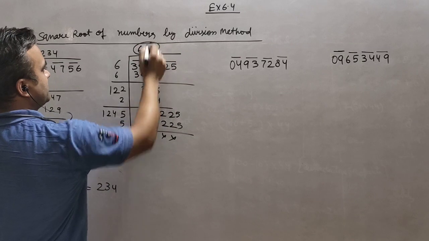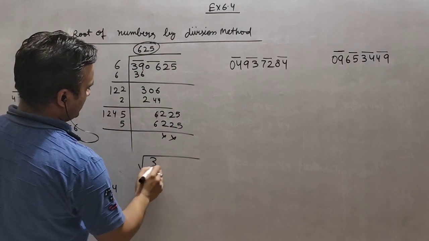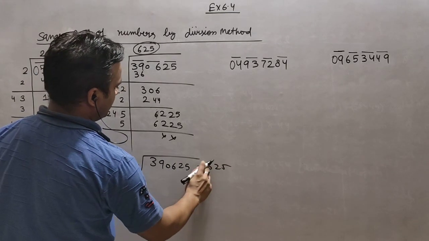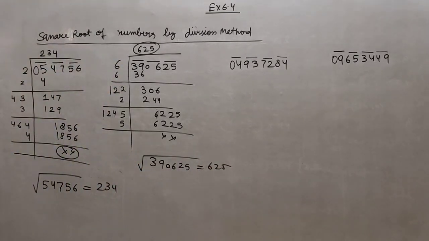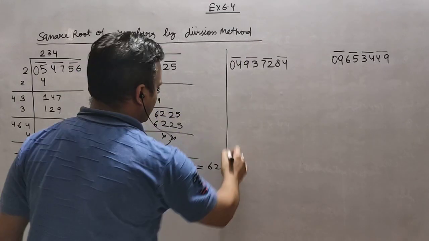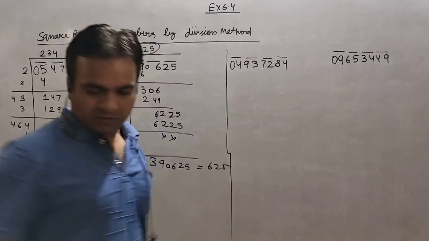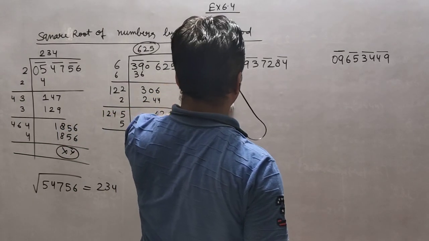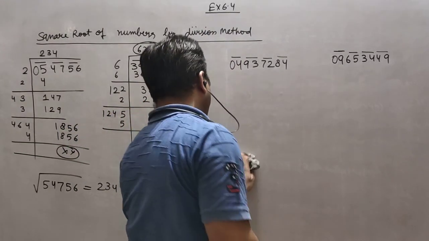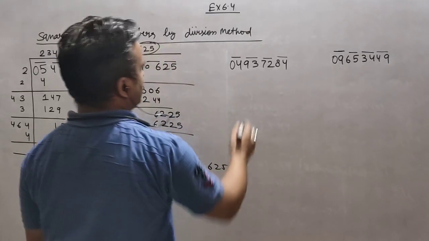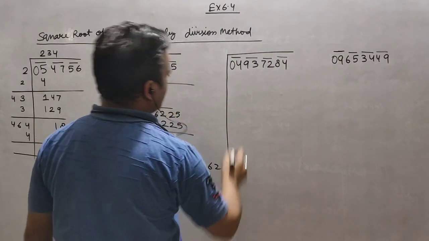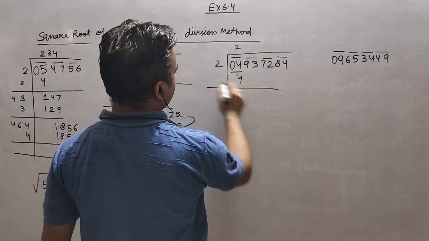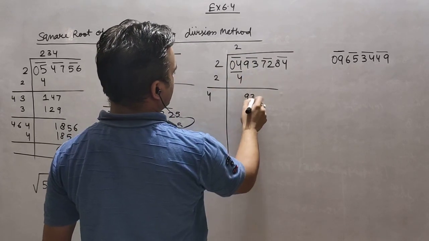So 625 is the square root of 390625, which is equal to 625. Right? I think now it is more clear than the other sums. The first sum you were seeing as very difficult, but in the second your difficulty level will be lesser than the previous one. Now 4. So 2 to the 4 completely. That is 4. What is next?